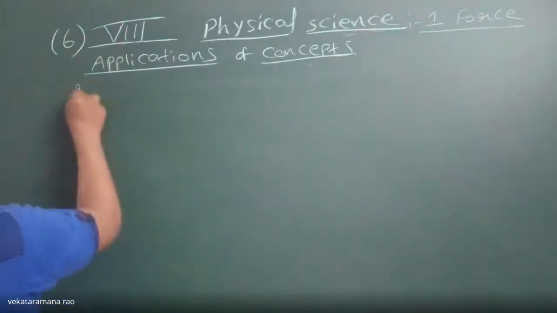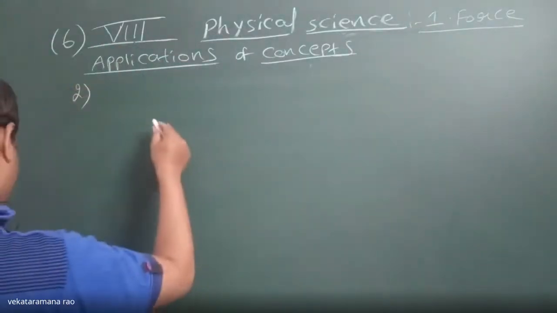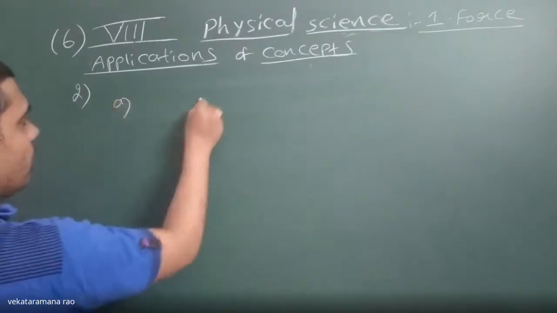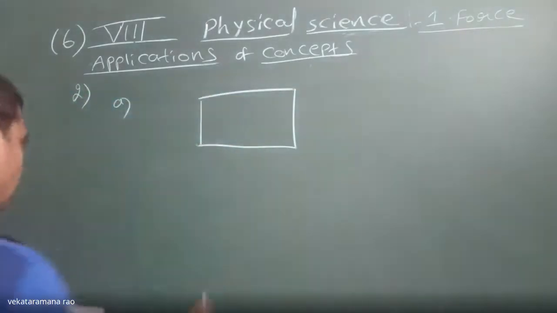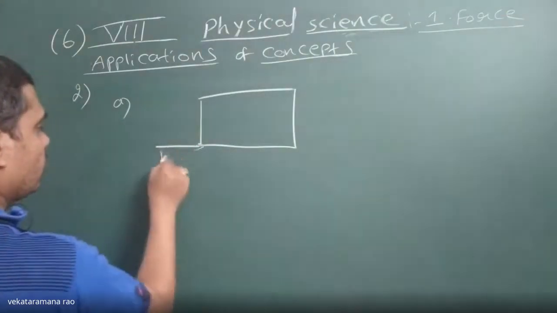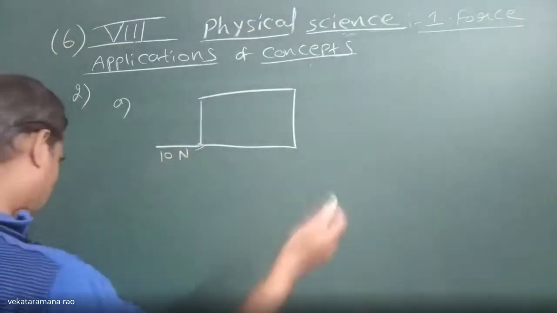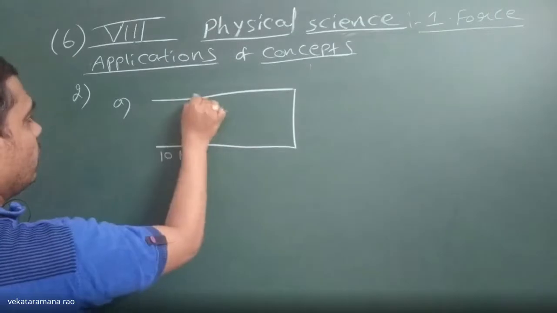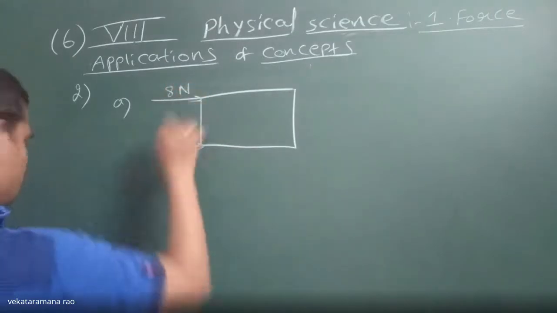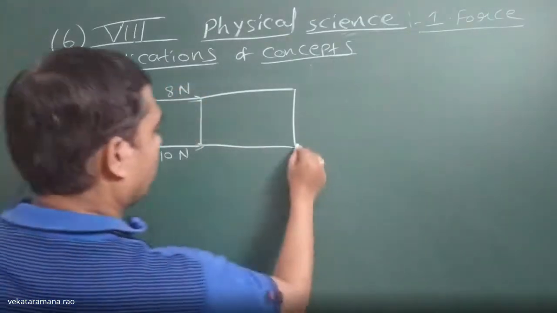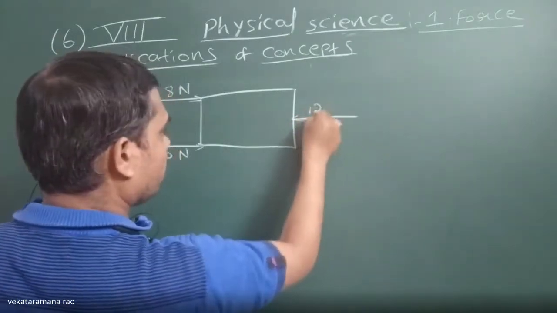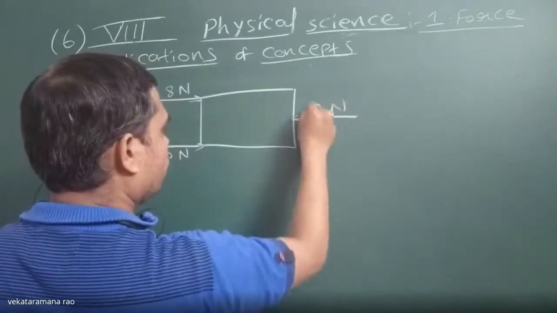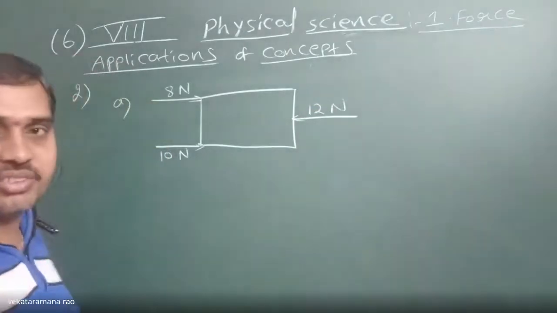Second, they give the figures like this. A. One block is there. On that block, a 10 newton force is applied towards the right side. An 8 newton force is also applied towards the right side. And opposite to these, a 12 newton force is applied. All these forces are applied along the x-axis.